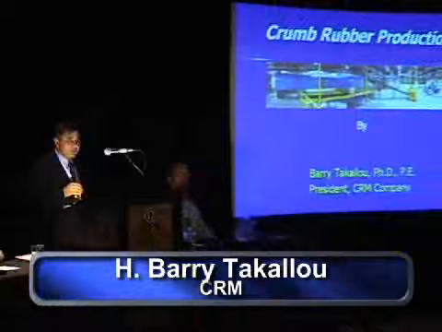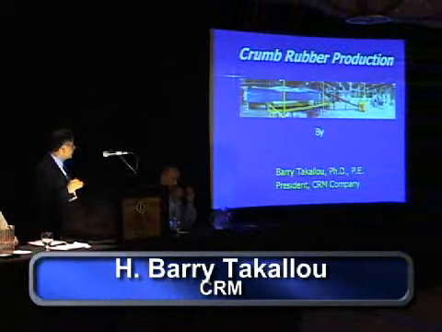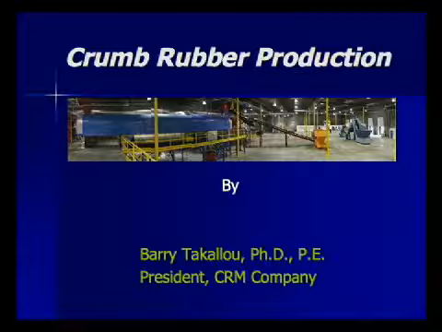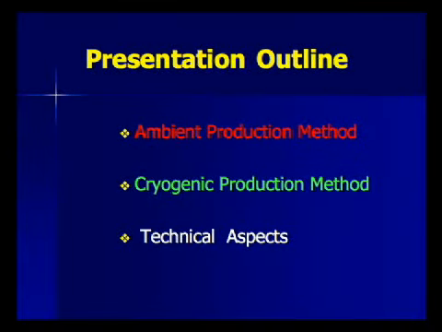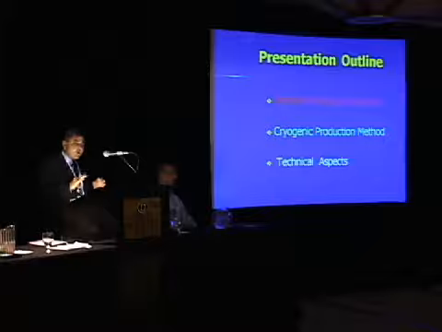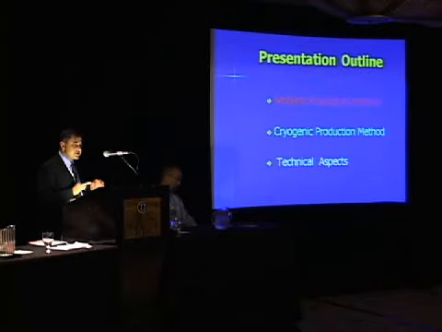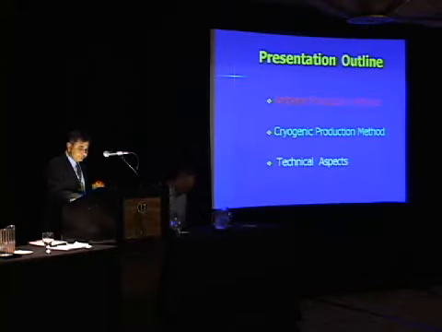What we're going to be talking about this afternoon is crumb rubber production. This presentation has been divided in three different segments. First, we're going to be talking about the ambient method of production of crumb rubber. Then we're going to go on with cryogenically producing crumb rubber and some of the technical aspects which impact the performance of asphalt rubber based on the type of production and size of the crumb rubber.